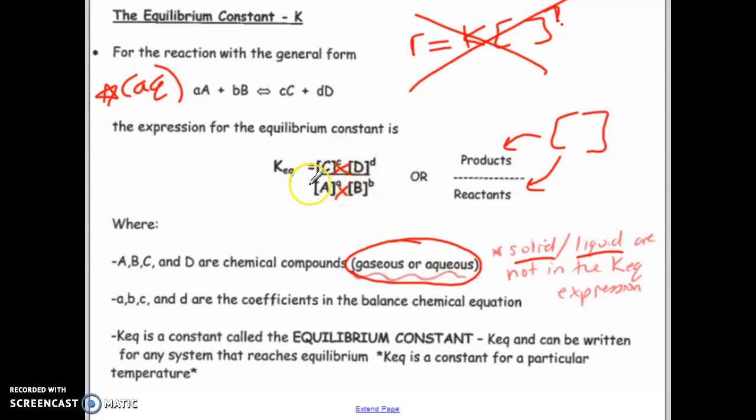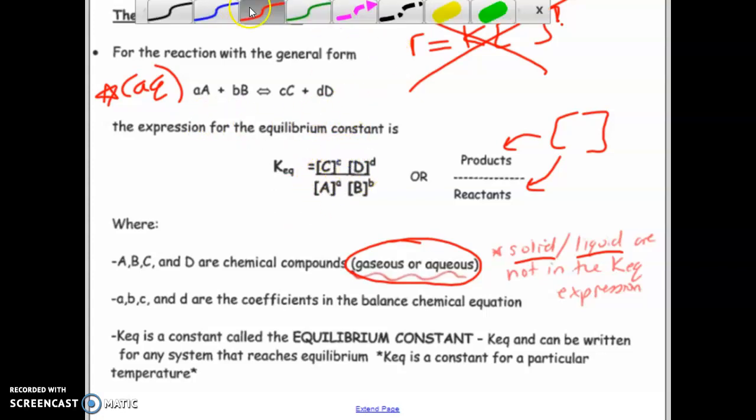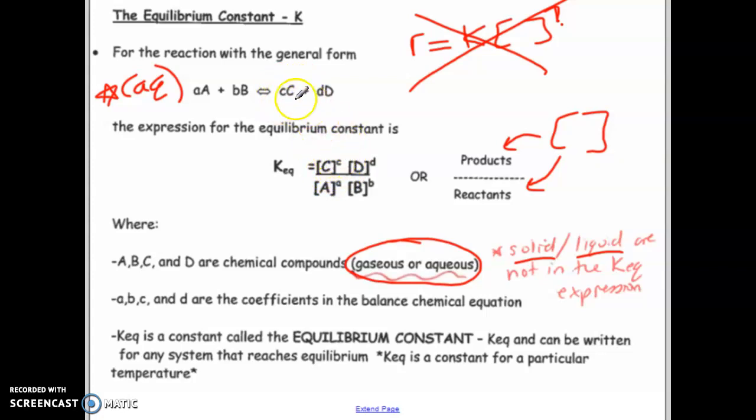But these exponents have nothing to do with the rate law exponents that you were used to doing in the last unit. The exponents that are part of the K expression are actually the coefficients in this case. So you'll notice here we have the concentration of C to the exponent of the lowercase c, meaning whatever the coefficient was would be the exponent for that substance. The coefficient in front of D is now the exponent for D, etc. So lower cases are the coefficients, upper cases are the compounds.